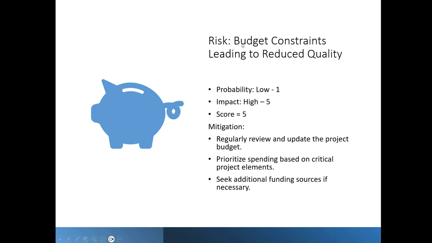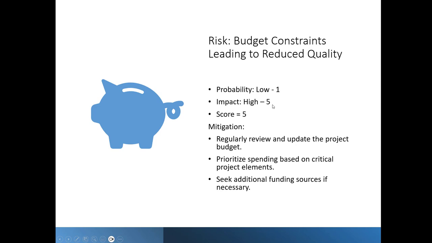Let's look at a risk like budget constraints leading to reduced quality. Overall, I scored this probably as low. The Green Oasis project was quite a lower cost project, so the chances of it not meeting budget constraints, meaning going over budget, is likely pretty low. It's a pretty straightforward project, not a lot of crazy infrastructure.